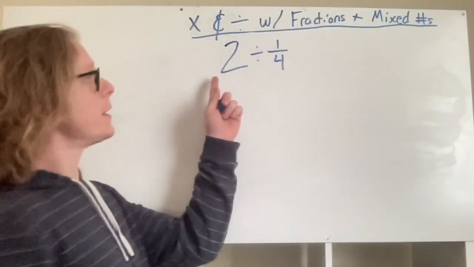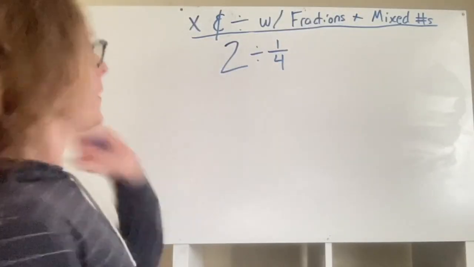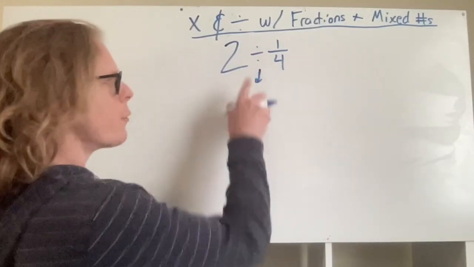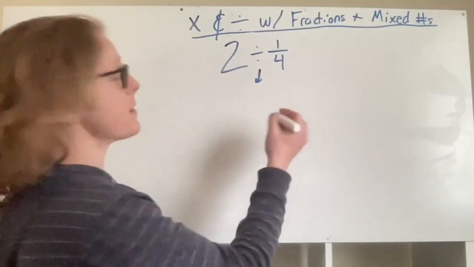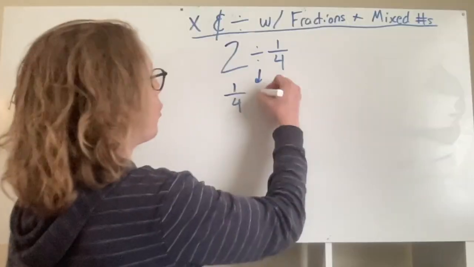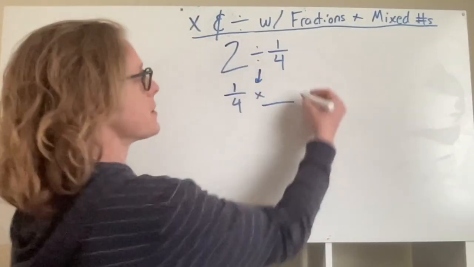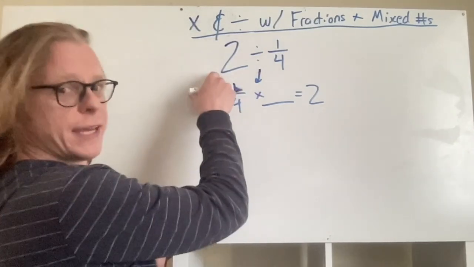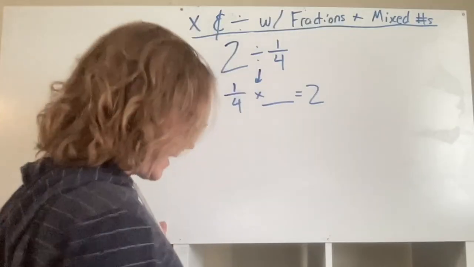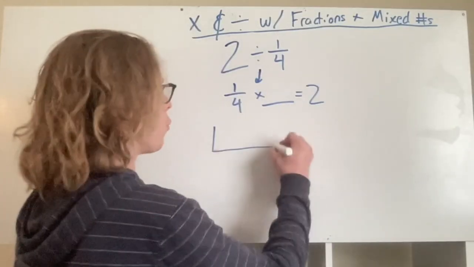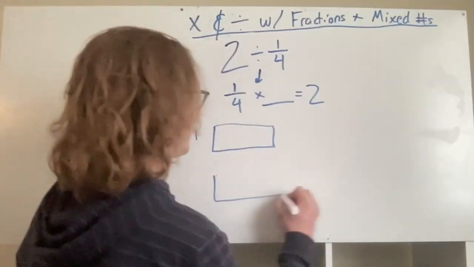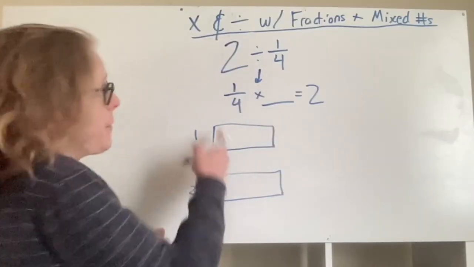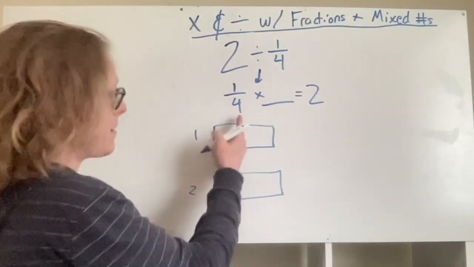So now we're going to talk about division and how do we divide with fractions. So first of all, remember that we can always express division as multiplication, right? This is really saying 1/4 times what will get me 2? Or how many times could I fit 1/4 into 2? So let's go ahead and draw that out. Here's my 2 holes. Okay, 1, 2, right? 2 holes.